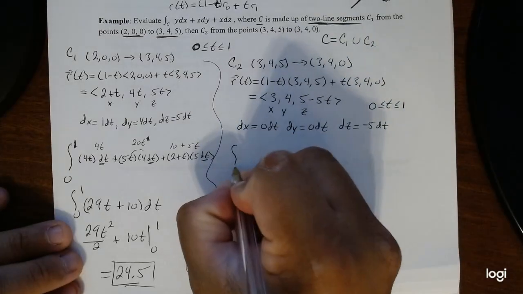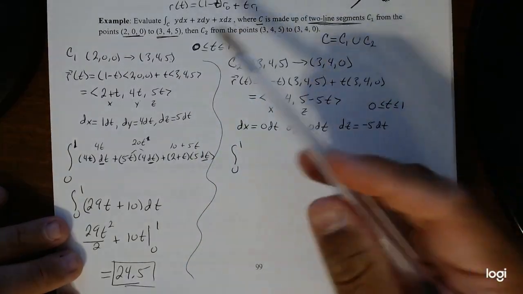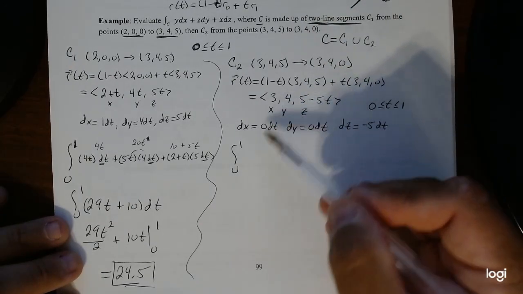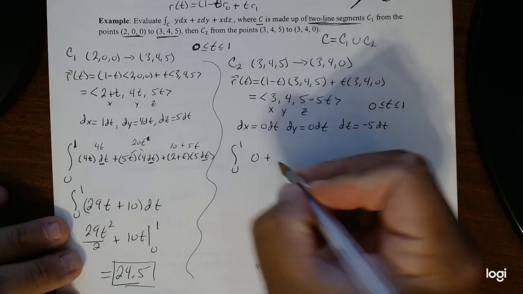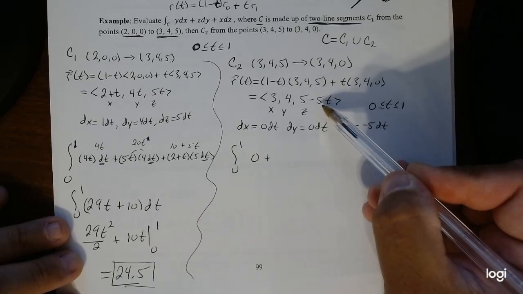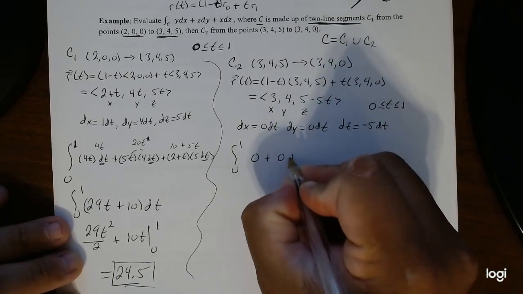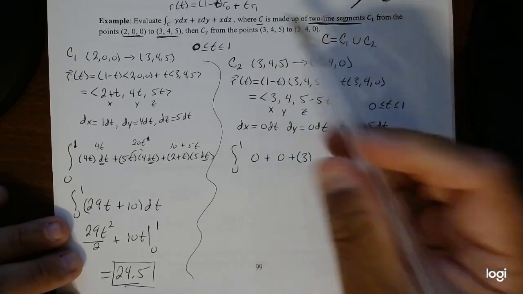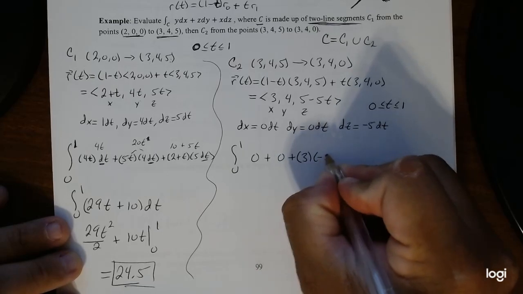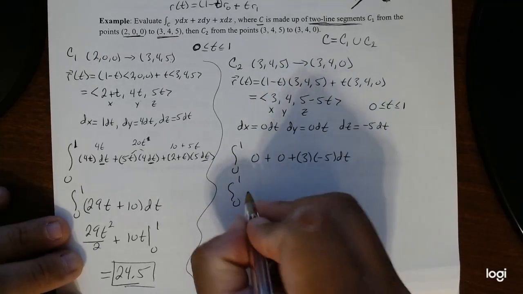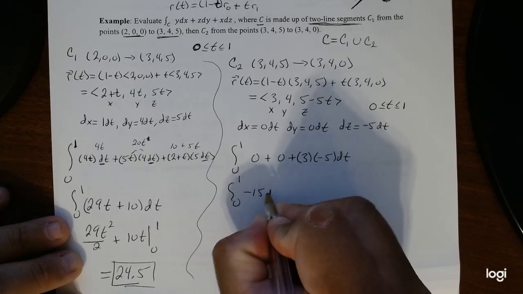So we go the integral from 0 to 1. And then we go back up here. y times dx, which is going to be 0, z times dy, which is also going to be 0, x times dz. And that's kind of nice. You can't get any easier of an integral.